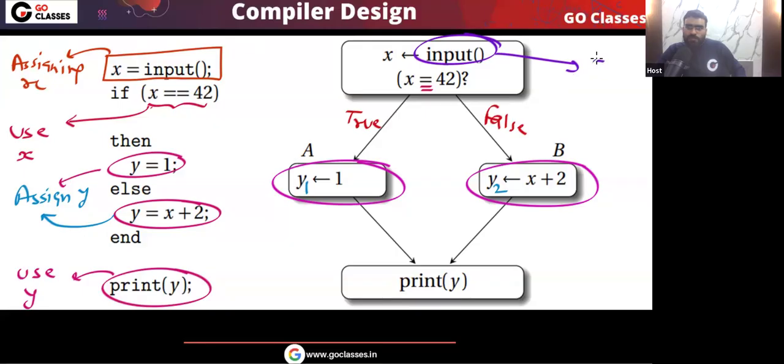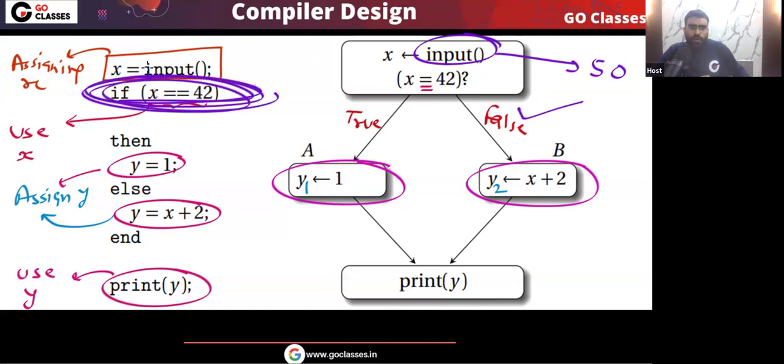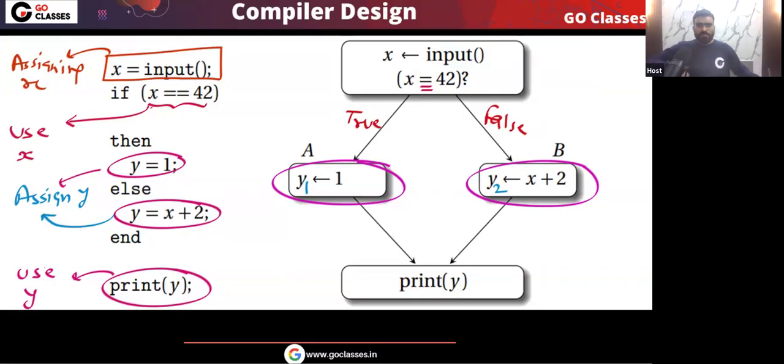But notice, if this input is, let's assume, 50, then this will become false. Then y2 will be executed here. Is this understood? So tell me, what should I put? I don't know the value of x. So should I put y1 or y2?